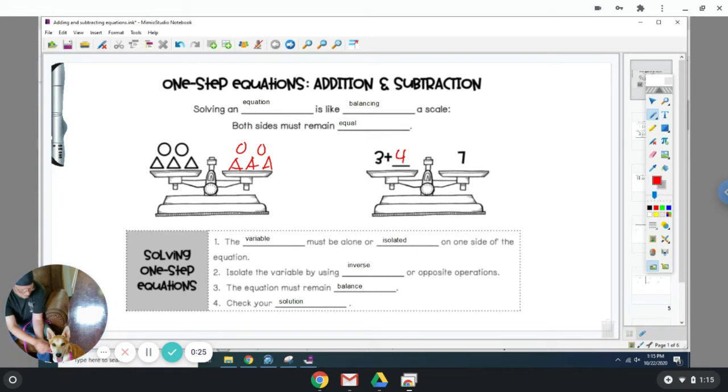The variable must be alone or isolated on one side of the equation. Isolate the variables by using inverse or opposite operations. The equation must remain balanced, and you're going to check your solution.